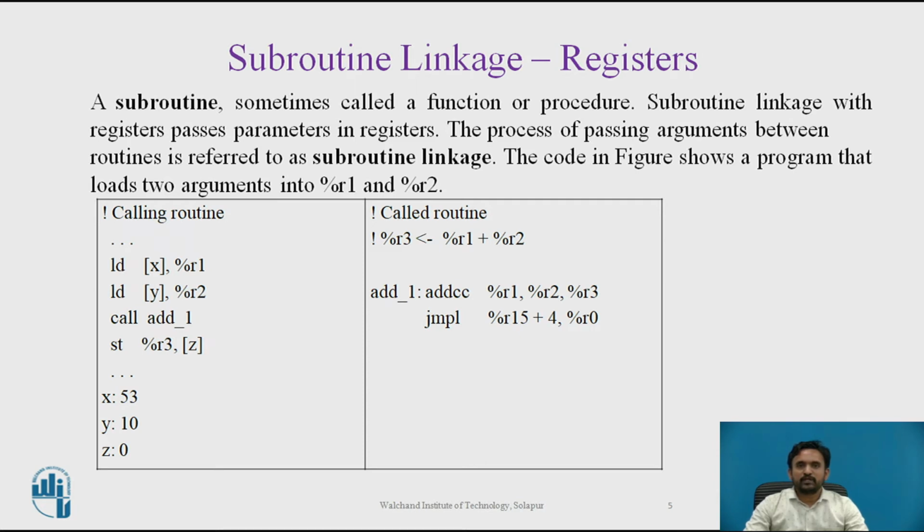This calls subroutine add_1 and then retrieves the result from register 3, that is R3. Subroutine add_1 takes its operands from R1 and R2 and places the result in R3 before returning via the JMPL instruction. This method is fast and simple, but it will not work if the number of arguments passed between the routines exceeds the number of free registers, or if subroutine calls are deeply nested.